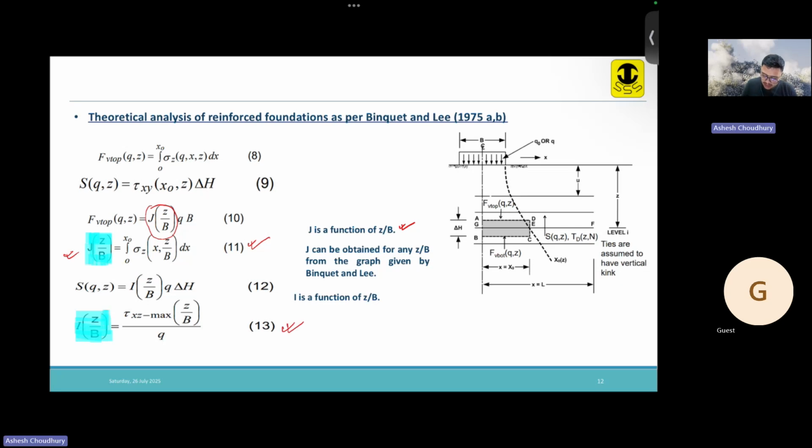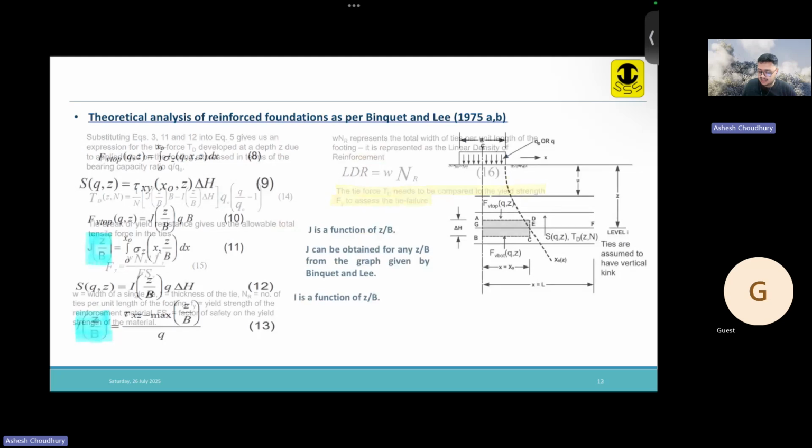So you can evaluate integral 11 and integral 13. From 11 you can get this V top, and from 13 you can get SQ. So that it is easier for us to get the values of the integrals J and I, Binquet and Lee gave J and I as a function of Z by B in graphical form, so that directly from the graph we can obtain them. We will see that graph later.